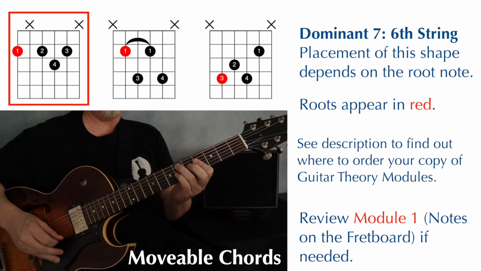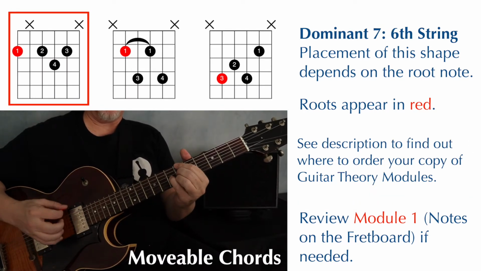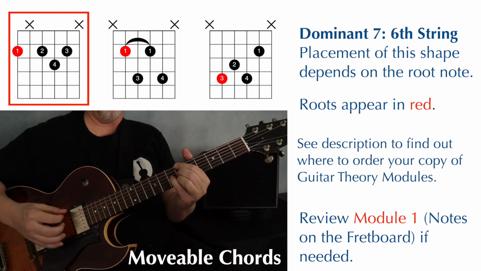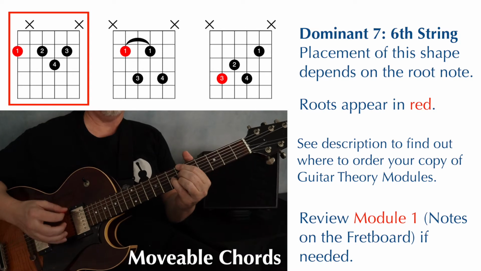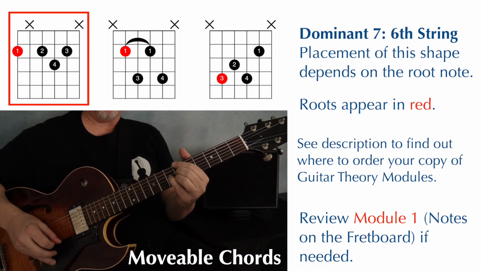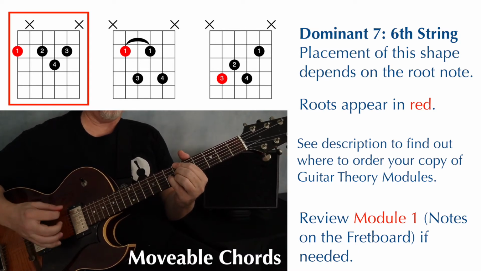Here's a dominant 7 shape you can play with the root on the 6th string. Finger 1, 2, 4, and 3. That's a B flat 7 that I'm playing because of the placement of the root note.